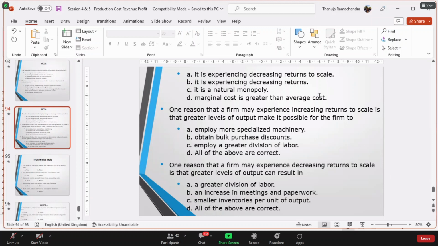Okay, right. So are you clear now about these various costs and their behaviors? Any questions you have so far?